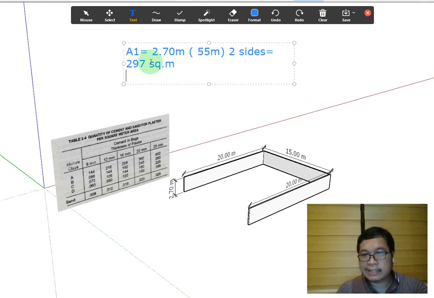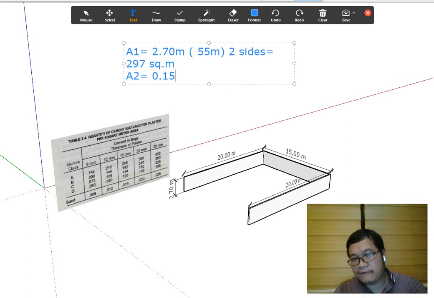Now let's get the plastering needed for the thickness. We're going to call that area 2. Now we're going to multiply the thickness. I think it's in your lower building tech studies that the thickness of CHB is 0.15 to 0.20. Let's assume for this one that the thickness is 0.15 meters, and let's multiply that by the total length. The total length at the top is 20 plus 20 plus 15, which is 55.